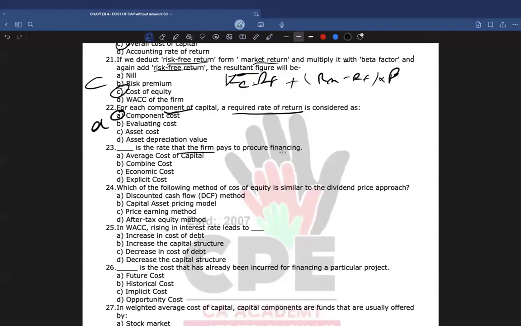That is the rate that the firm pays to procure financing. So again, if a firm is paying it, then it is explicit. Economic cost is supposed to be both explicit and implicit. So only explicit is where the firm pays to procure financing.